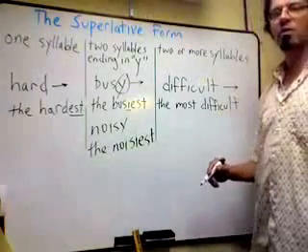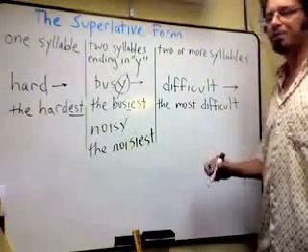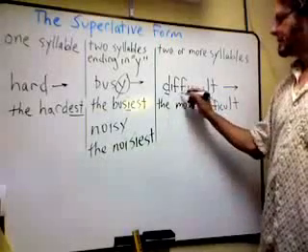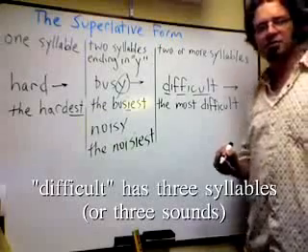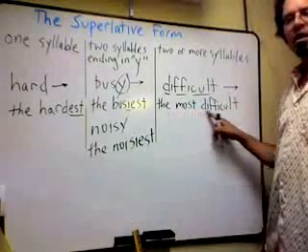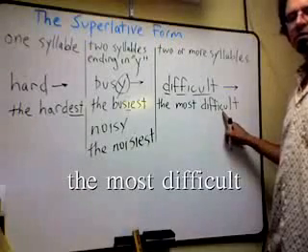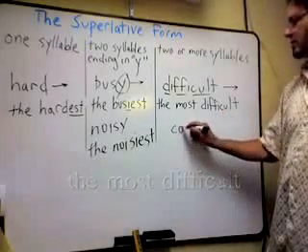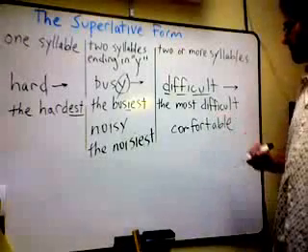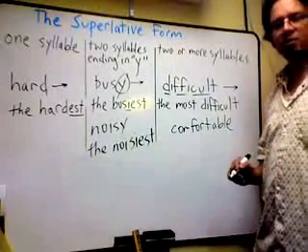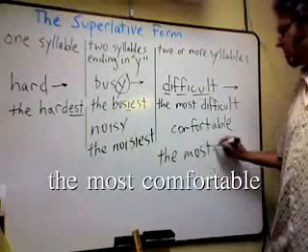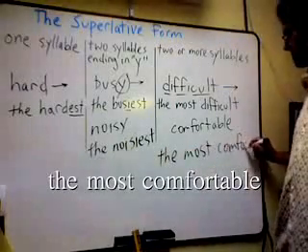And for long words, two syllables or more, there's difficult. Difficult is three syllables. Use most. The most difficult. If the word is comfortable, comfortable has four syllables, and you say the most comfortable.